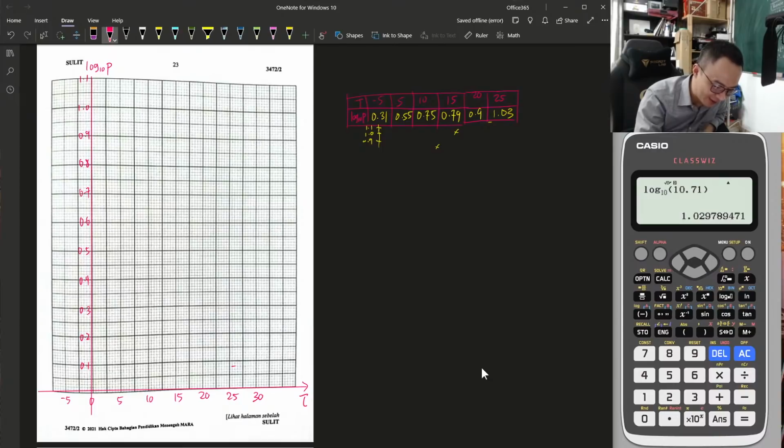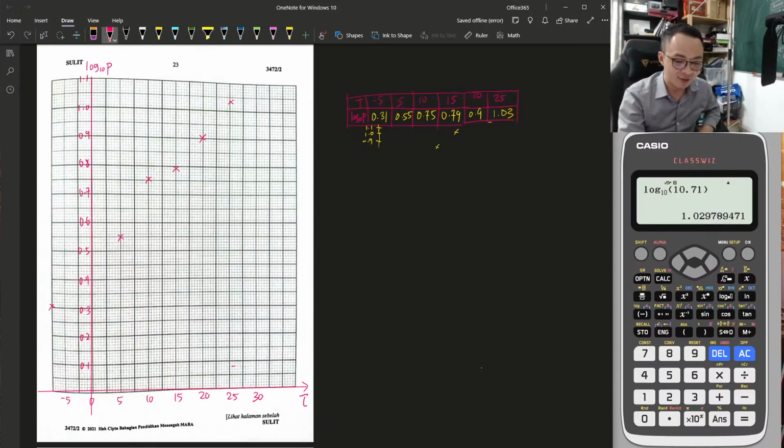So -5 at 3.1 is somewhere here. So 5 at 0.55, somewhere here. So 10 at 0.75 is somewhere here. Then 15 at 0.79, somewhere here. 20 at 0.9 is somewhere here. 25 at 1.03, somewhere here.